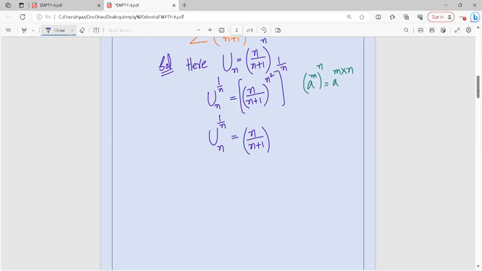Now multiplying this n square into 1 by n, n square into 1 by n, and if you simplify, we know that this term cancels with this. So then un whole to the power of 1 by n is equal to what's left: n upon n plus 1 whole to the power of n only left here. Whole to the power of n only left here. Right? Any doubt in this?